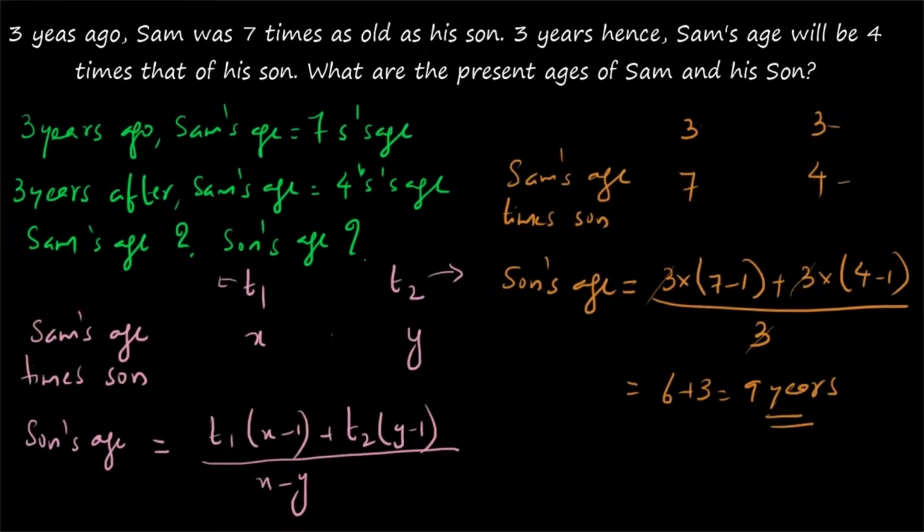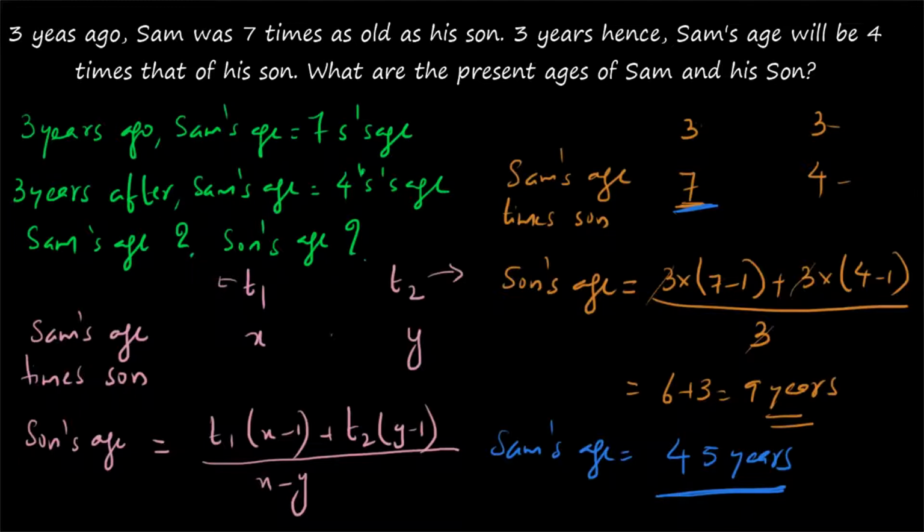Any one relation you can take. So 3 years ago, son's age is equal to 9 minus 3, which is 6 years. So 3 years ago, what was Sam's age? Sam's age will be 7 times that of son, so 7 into 6, which is equal to 42. So 3 years ago Sam's age was 42. So the present age of Sam is equal to 42 plus 3, which is 45 years.